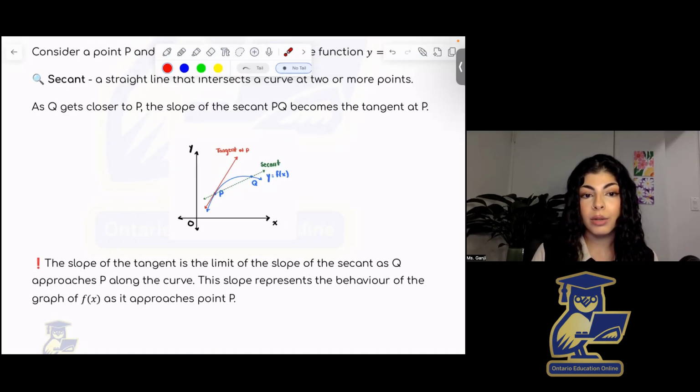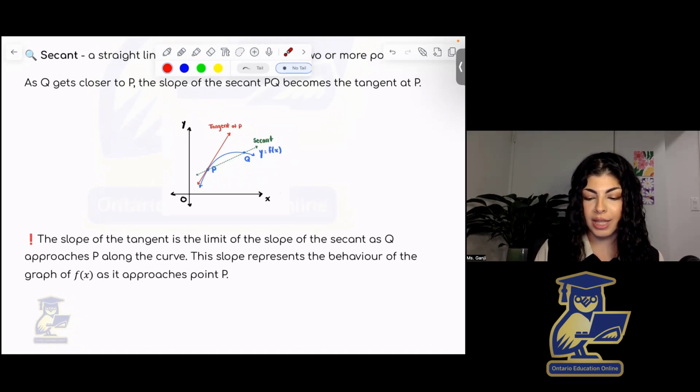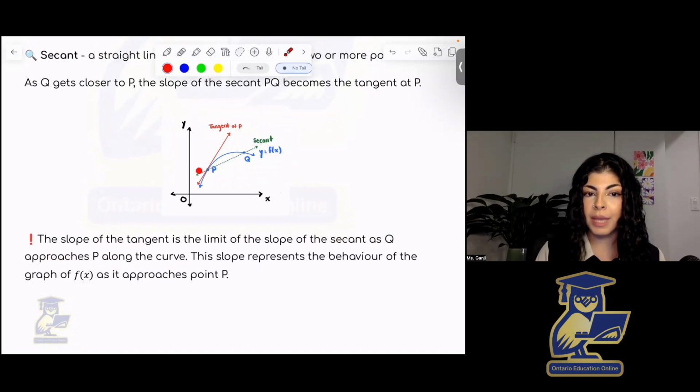So pretty much if you start getting closer and closer from point Q to point P, then the difference between those 2 points is going to be so small that the secant is going to resemble the behavior of the tangent. And so the slope of the tangent, and pay attention to this specific wording here, because we're going to be using it very soon, is the limit of the slope of the secant as Q approaches P along the curve. So again, remember, Q is approaching P, we are calculating the slope of the secant, and the limit of the slope is going to give us the slope of the tangent.